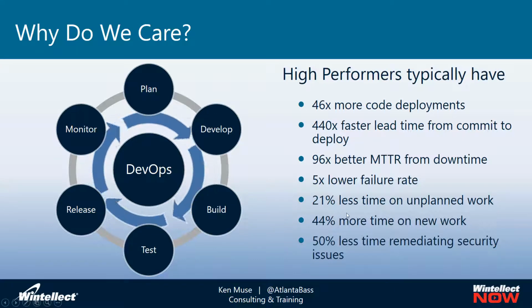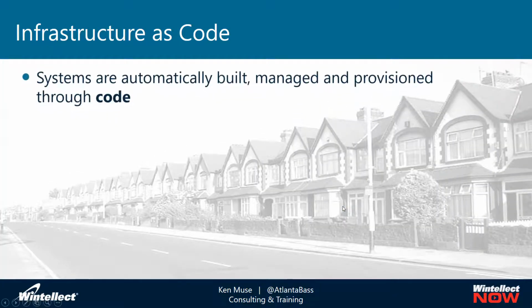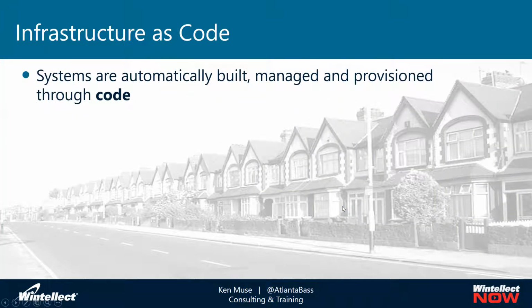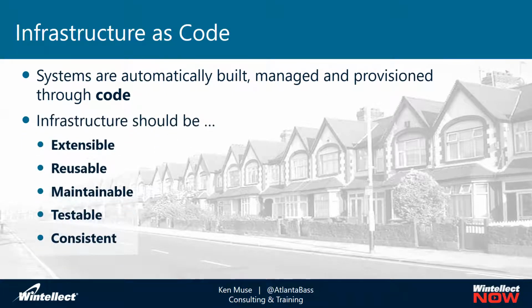So we enable part of this through infrastructure as code. But what are some of the characteristics of this? We're talking about systems that are automatically built, managed, and provisioned through code. This means the servers are managed by the same tools and technologies developers are using today, editing the source code, checking it in, and then deploying it. This results in infrastructure that should be extensible, reusable, maintainable, testable, and consistent.